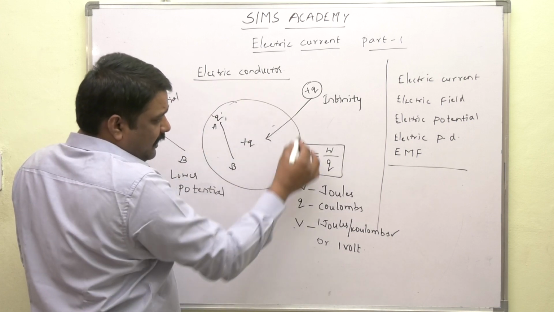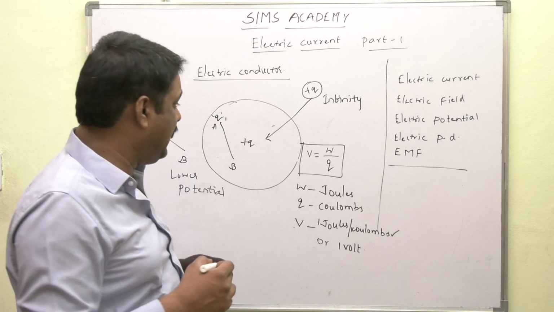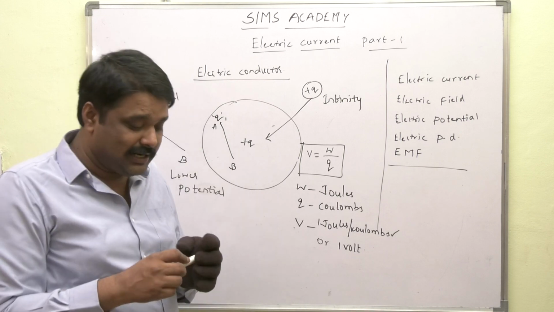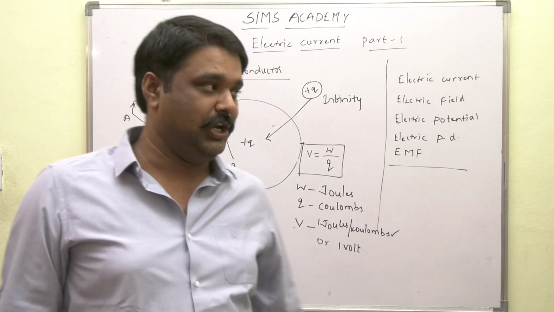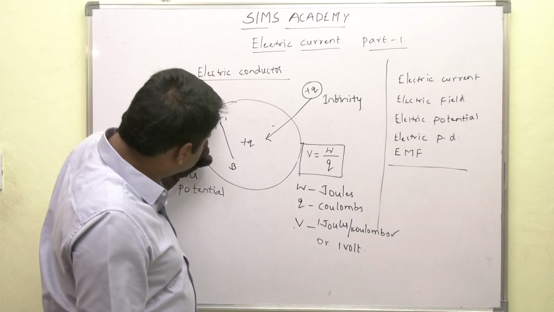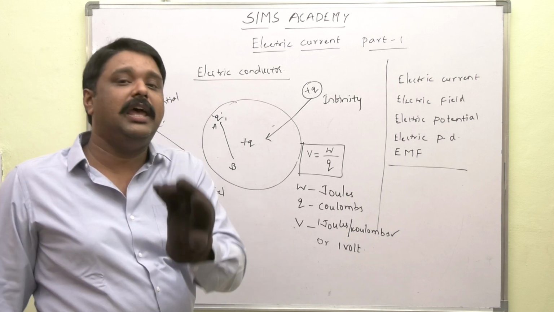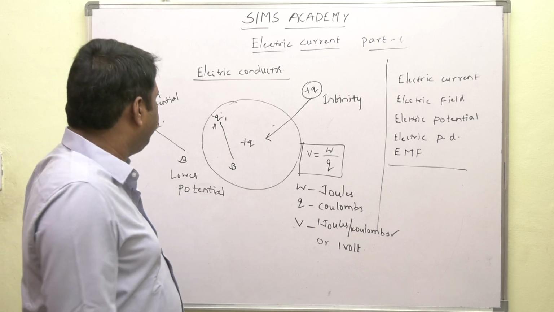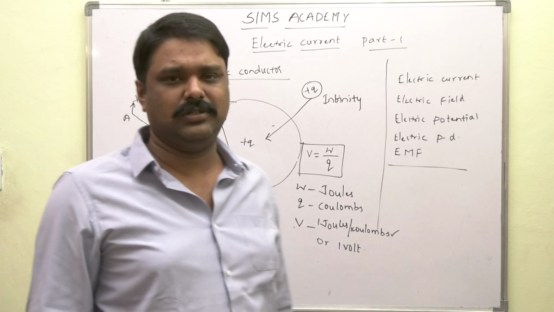This is the electric field. The charge has to move from point A to point B. The point A must be at higher electric potential and the point B must be at a lower electric potential. Now that charge moves from A to B. How much work is done on that charge from A to B is called electric potential difference.